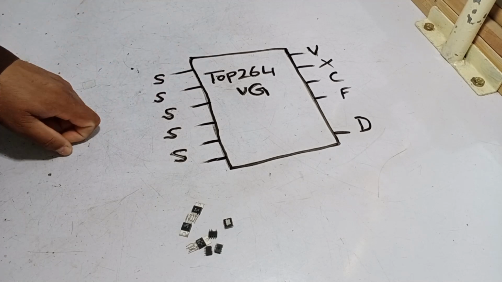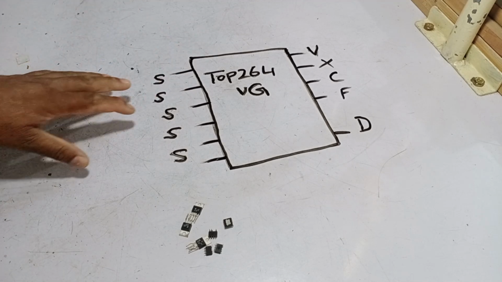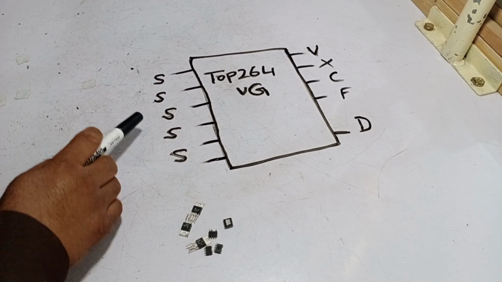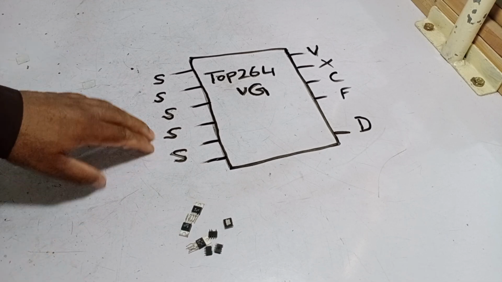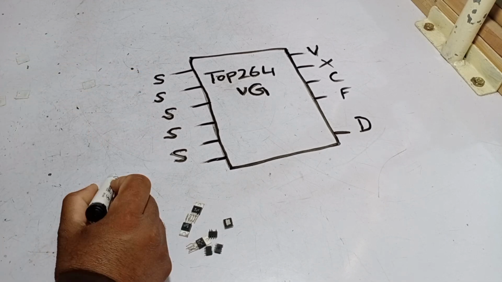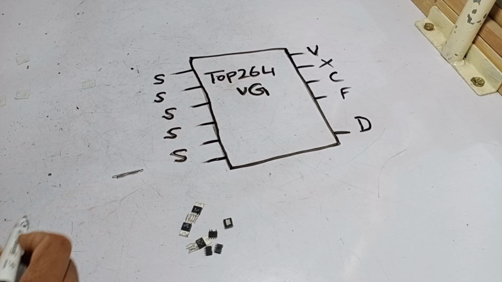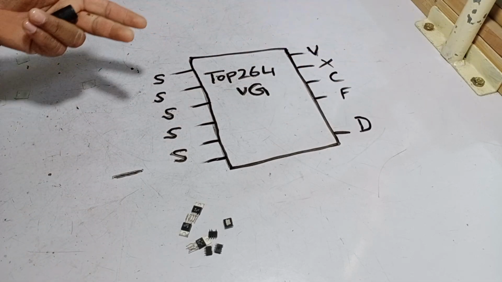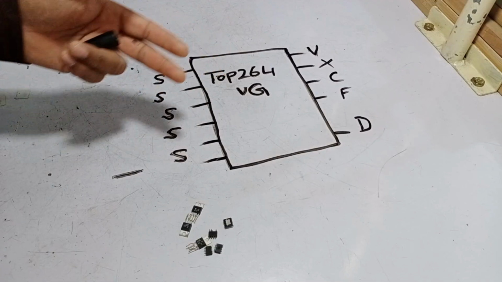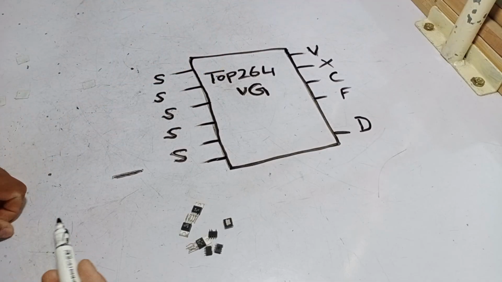Now you can see that I have created the diagram for TOP264VG. You first need to understand this diagram. If you understand these points, we will replace it with another specific IC. Here, you can see that all these are the source pins where the negative of the main supply is connected. The entire process involves connecting this negative to the drain, which is why it is referred to as switching, because one point is being switched with another point.